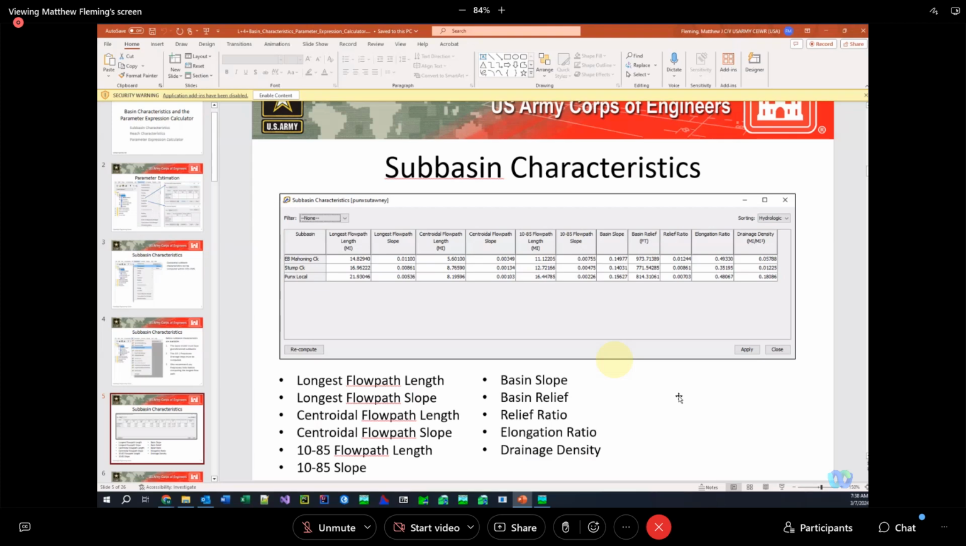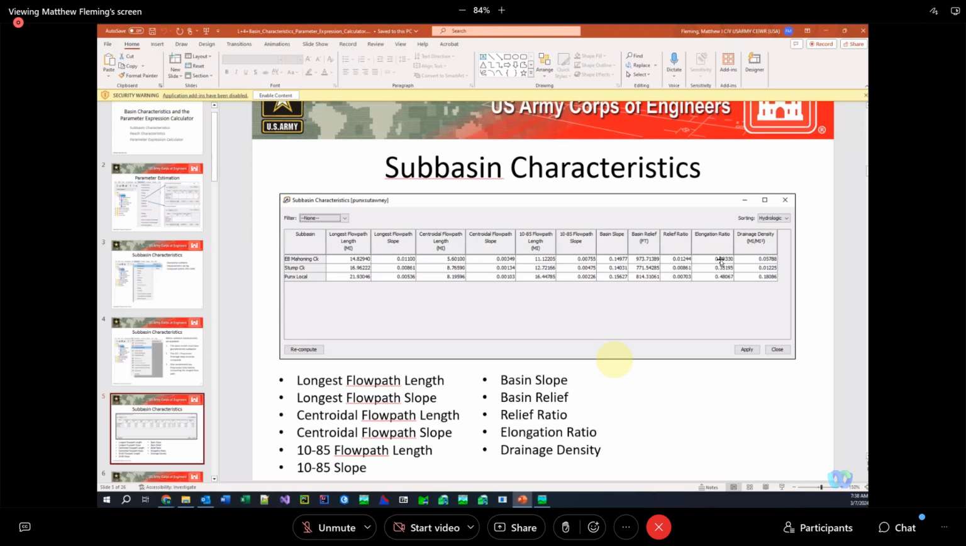And whenever you run that tool, you're going to see a table that looks like this. And what you notice in this table for each sub-basin in the basin model, there are these physical characteristics that the program computes for you. And so you have things like the longest flow path length for a sub-basin, the longest flow path slope, centroidal flow path, and so on.